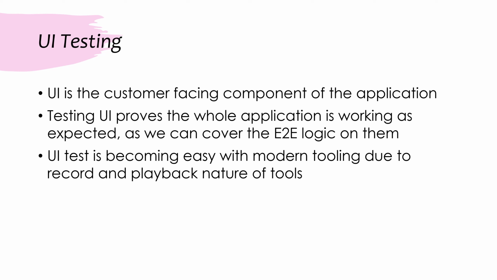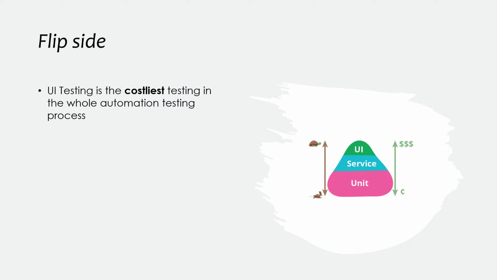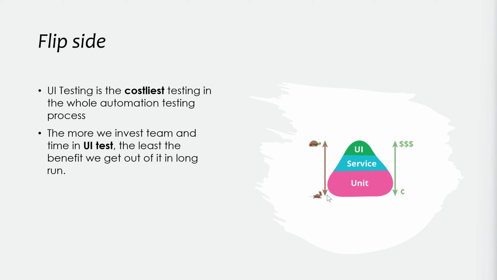But on the flip side, UI testing starts becoming very, very costly, as we saw in our earlier section about the testing pyramid, where the more you invest your time on UI testing, you end up spending a lot of money. So UI testing is the costliest testing in the whole automation testing process. And the more we invest time in UI testing, the less benefit we get out of it. So this is the most important thing as well.